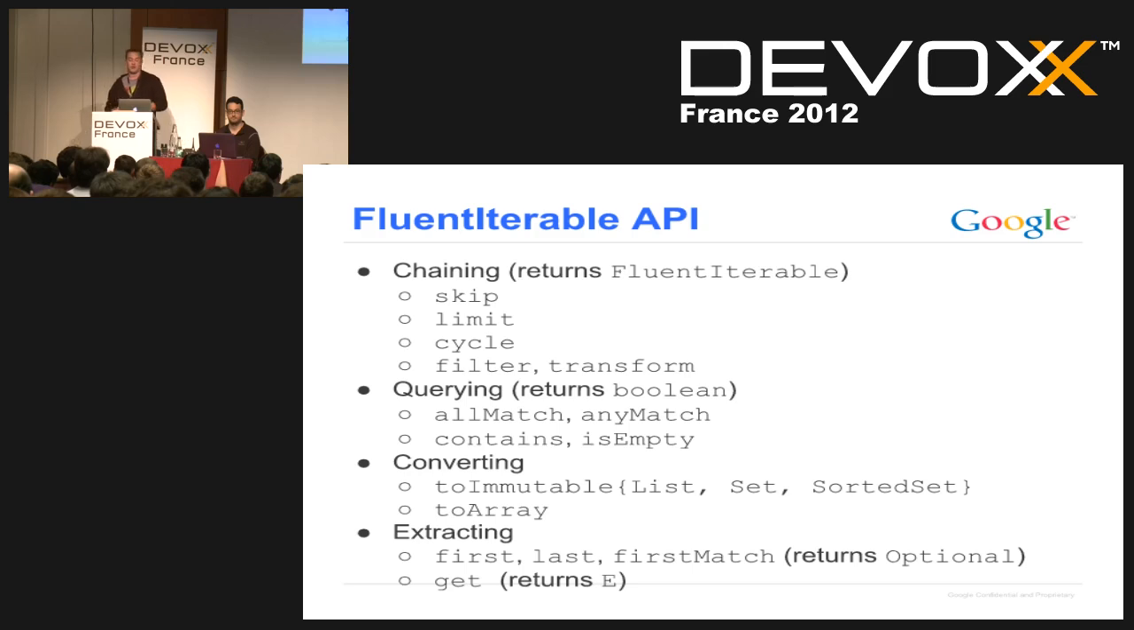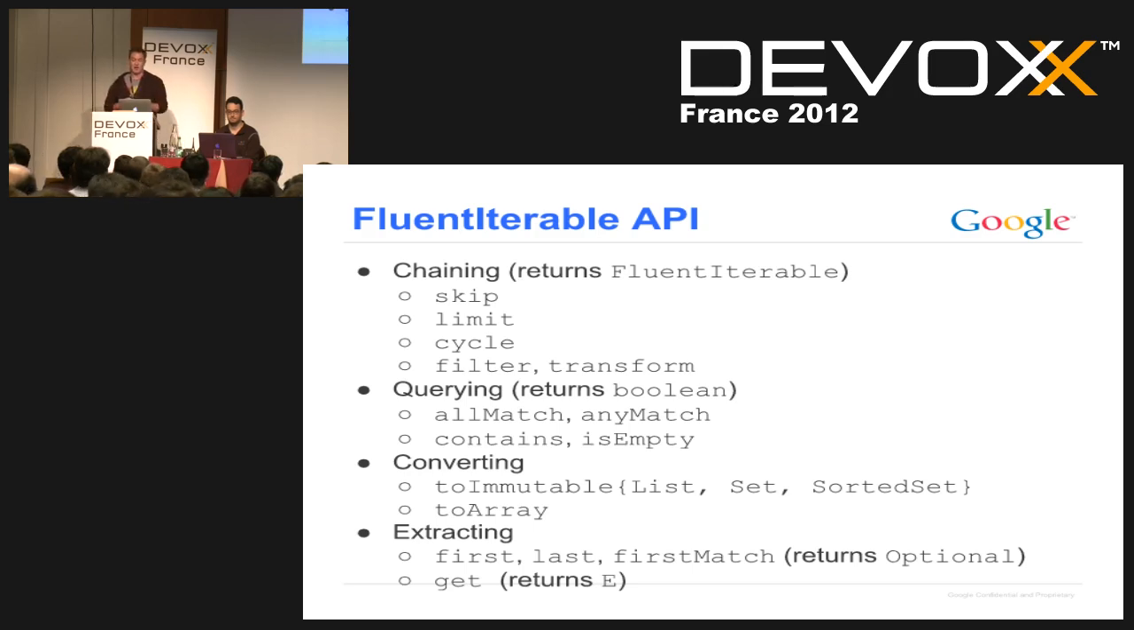For querying the Fluent Iterable, these return booleans. All match or any match will take predicates and say, do all the elements in this Fluent Iterable match this predicate, or do any of the elements in this iterable match the predicate? Contains will take an E, and that's very simple. Does this iterable contain this element or not? And whether or not the Fluent Iterable is empty.